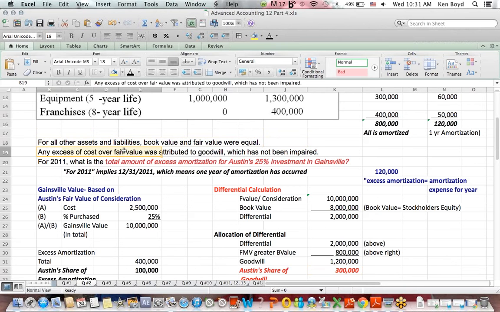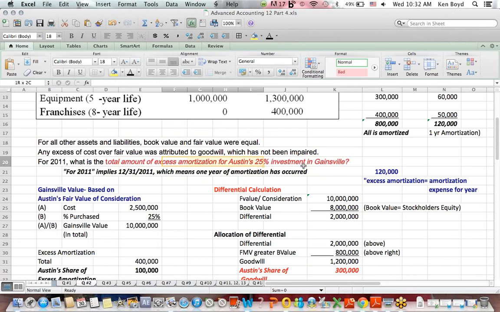So what do we do if we pay more than the fair value? Well, we attribute that to goodwill, and they tell you that goodwill is not impaired. Question: what's the total amount of the excess amortization of the goodwill? You have to infer a couple things here.